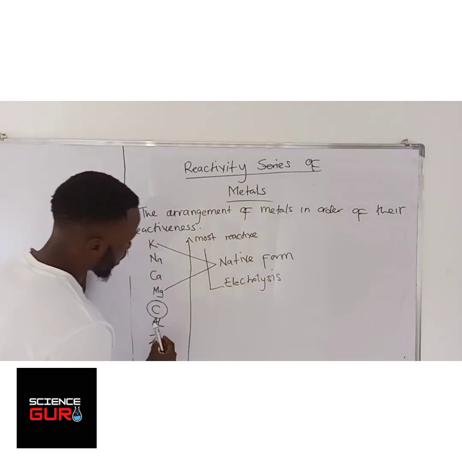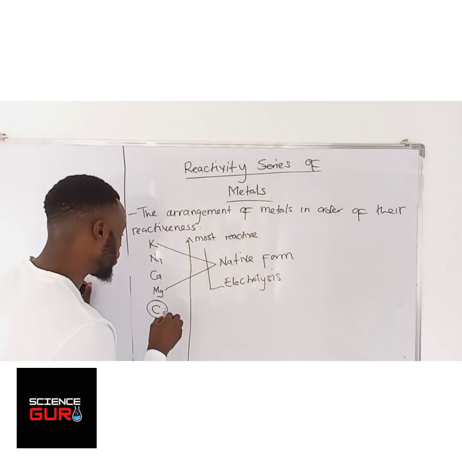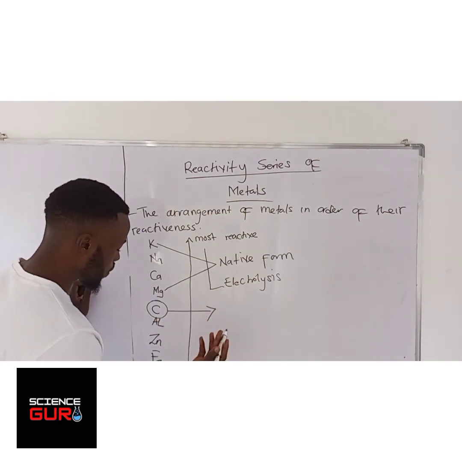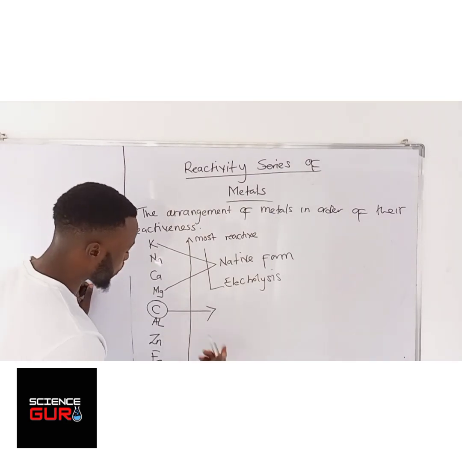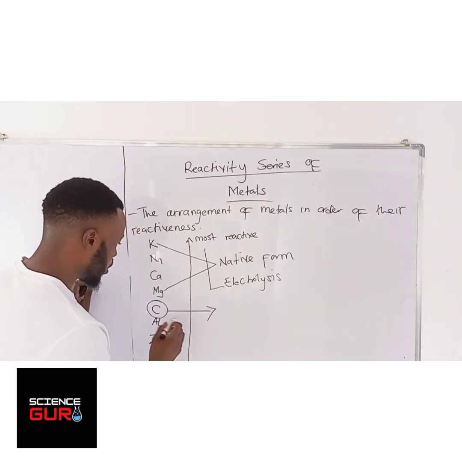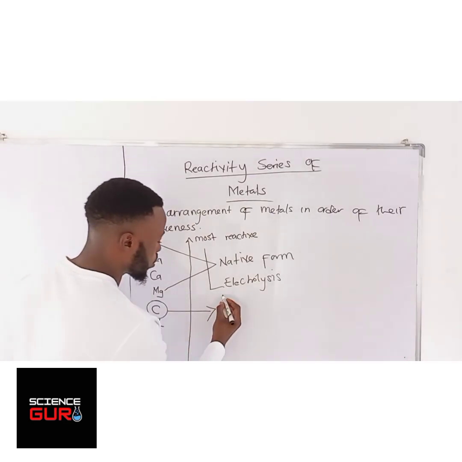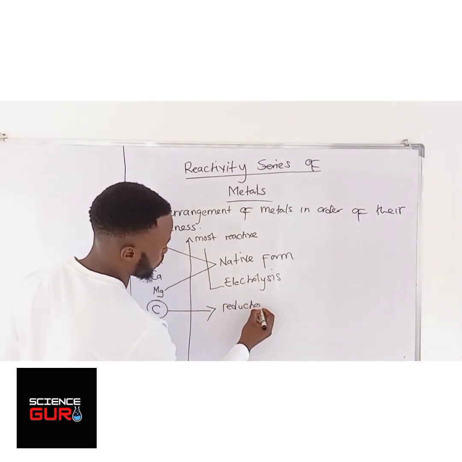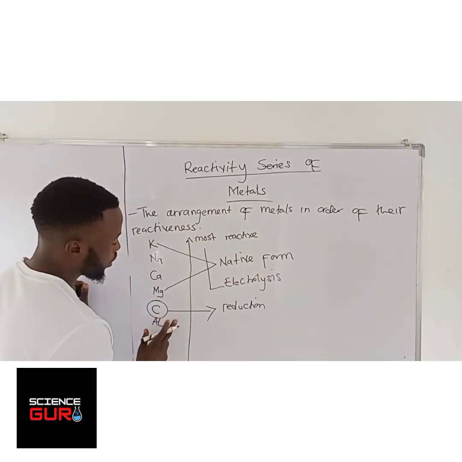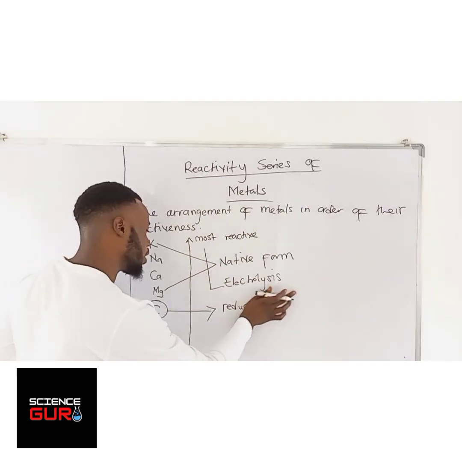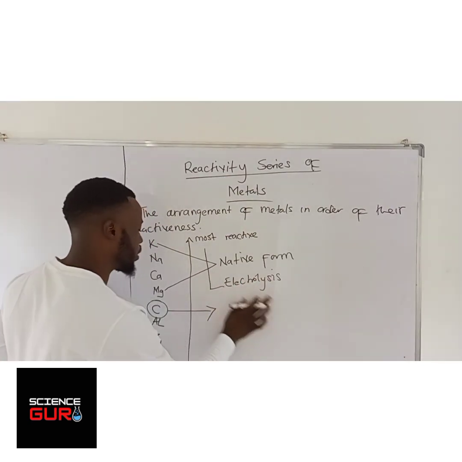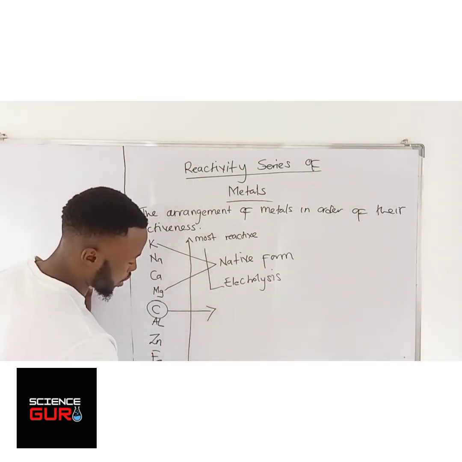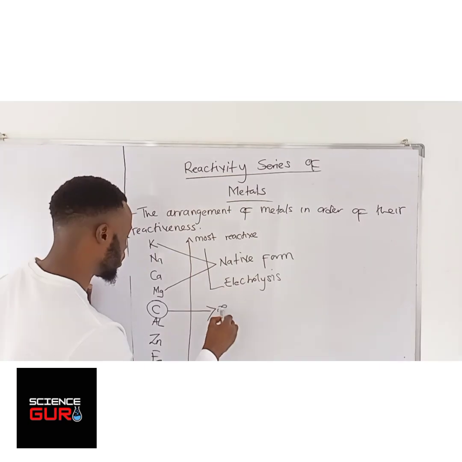Okay, carbon is both native sometimes and combined. Then carbon, you can extract it using reduction. But now, this carbon is only used as a reference point, no need. Hydrogen is only again used as a reference point, no need.